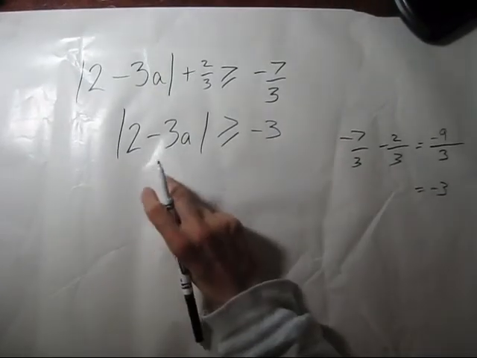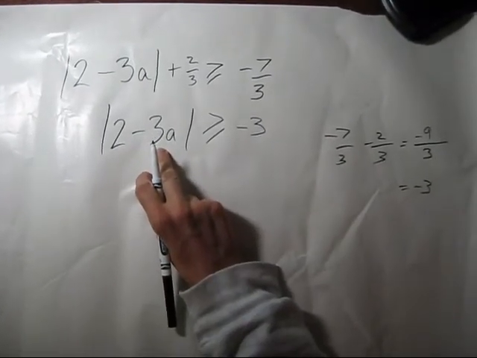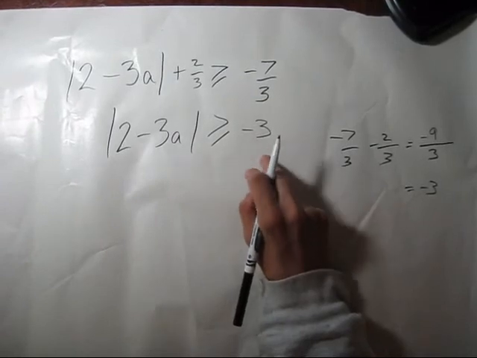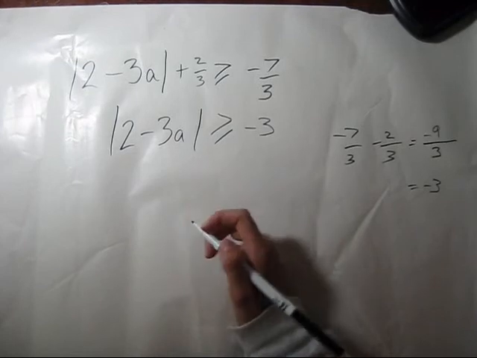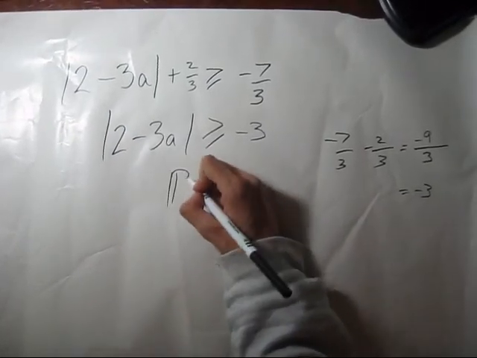Now let's think about this. We have an absolute value, which can represent a distance, is greater than or equal to a negative number. When does that happen? Always, no matter what a we put in. So our solution set will be all real numbers.